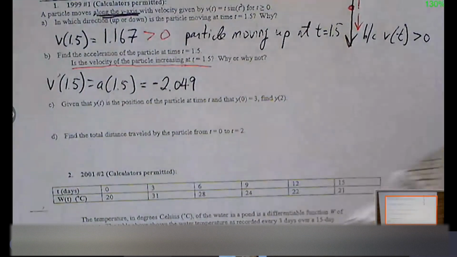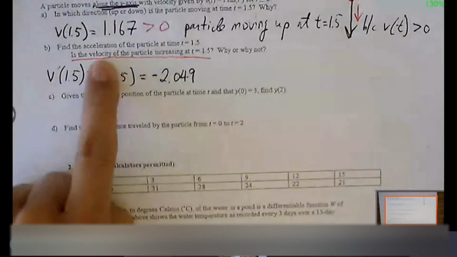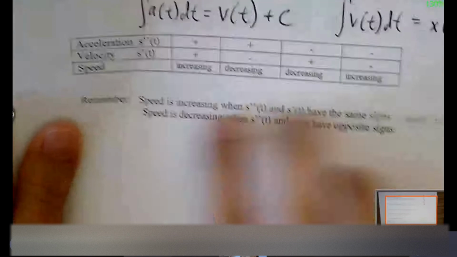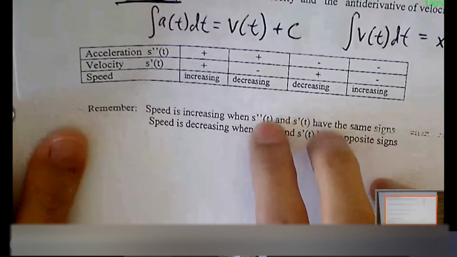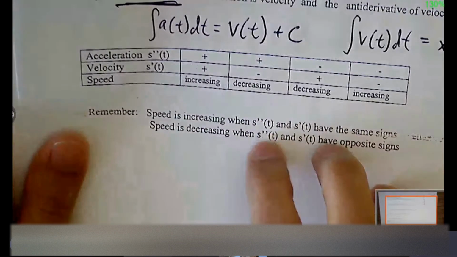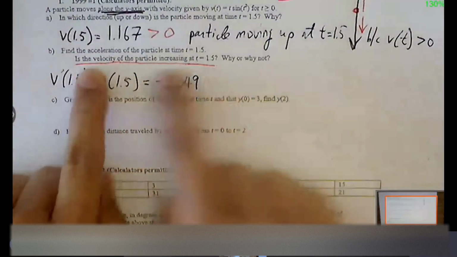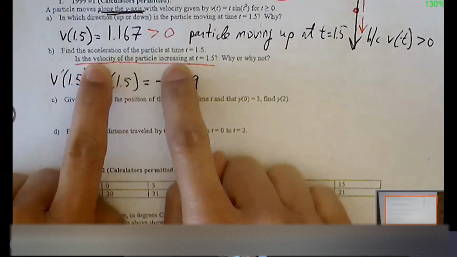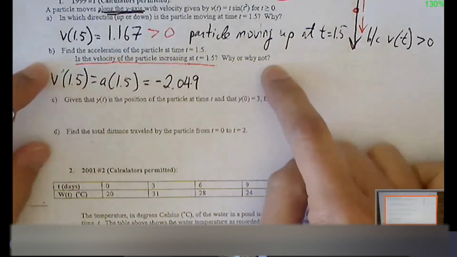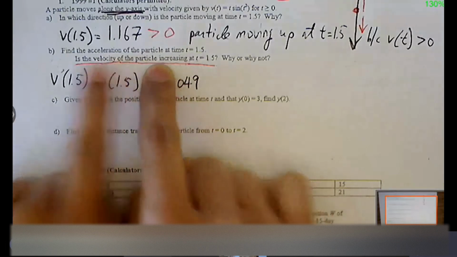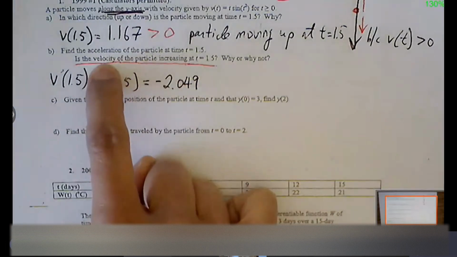Now, if the wording was, is the speed of the particle increasing, decreasing, right? So yesterday, if speed is increasing, decreasing, we compare signs, right? Same signs would be increasing speed, opposite signs would be decreasing speed, but there's a slight adjustment here. It says velocity, but it says is the velocity of the particle increasing. So what is this referring to? Just acceleration. I know we see the word velocity, so why isn't it dealing with velocity?